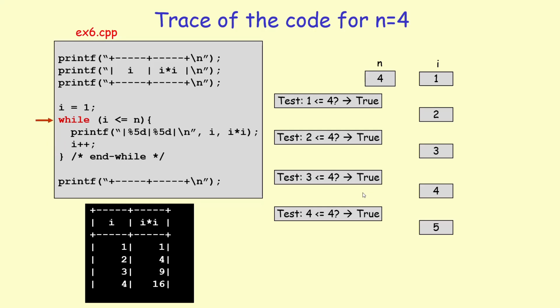Go back to the beginning of the while loop. Is 5 less than or equal to 4? No, we get out and print the bottom line, right? The last line of the table. And that's how we get this formatted table on the screen.